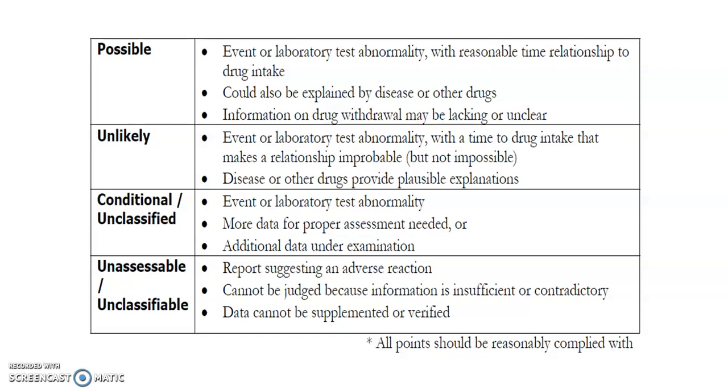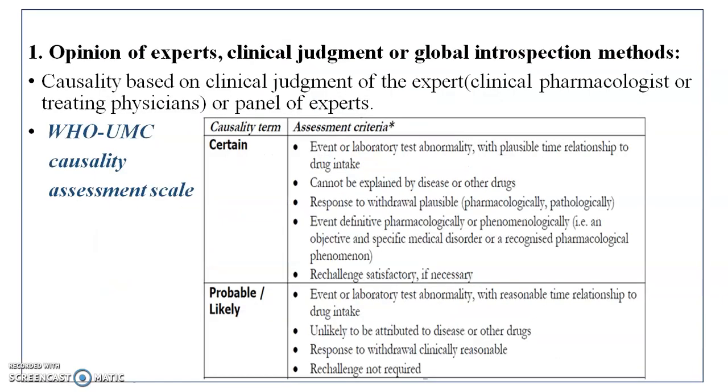These are the different categories used to assess causality. In case of certain, the assessment criteria are whether a particular event or laboratory test abnormality is there, whether there is a plausible time relationship between the event and drug intake which cannot be explained by the disease or other drugs, whether the response to withdrawal is plausible when the drug is withdrawn, whether the event is pharmacologically explainable, and whether rechallenge is satisfactory. Once the drug is given, dechallenge and rechallenge can be done. It is the same way in case of probable.